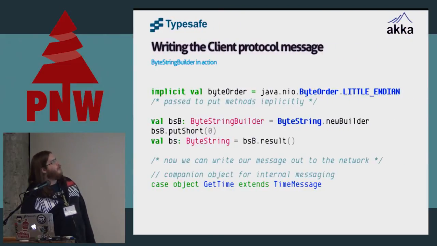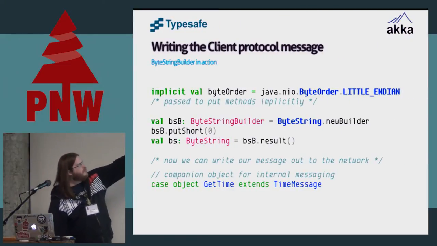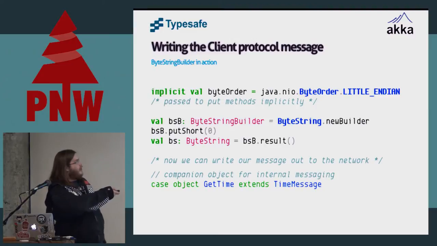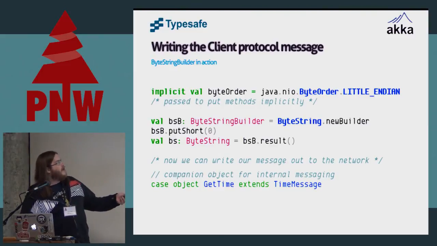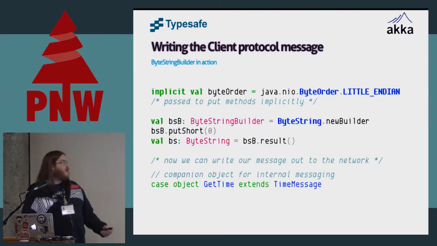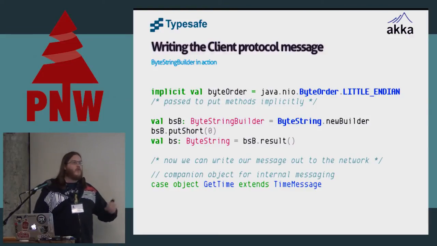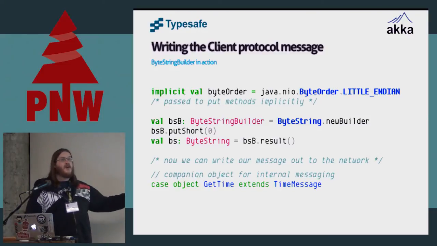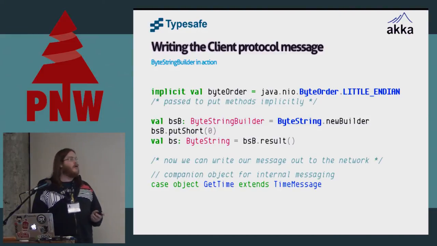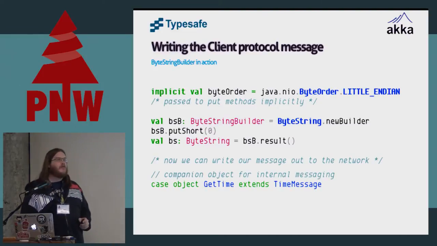So to write the client protocol message, we have a ByteString builder. Here, we just say putShort of zero, and that's it. We've written our single item on the protocol, and then result will give us back the ByteString that we need, and we can carry on to pass it into the network or whatever else we need. I've also got a case object here, which extends a base TimeMessage trait that represents, when we pass this message inside our app, when we want to say I'd like to get the time, we'll use this case object as our internal protocol before it's encoded to this byte.